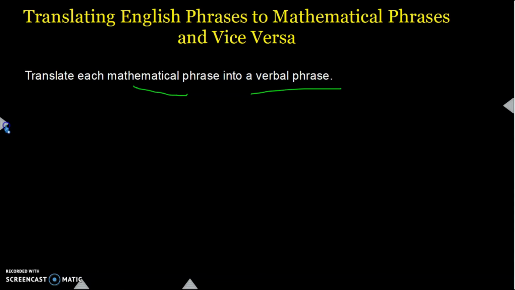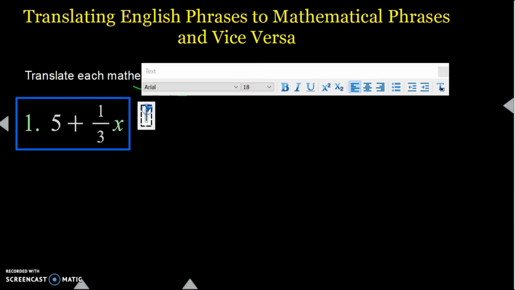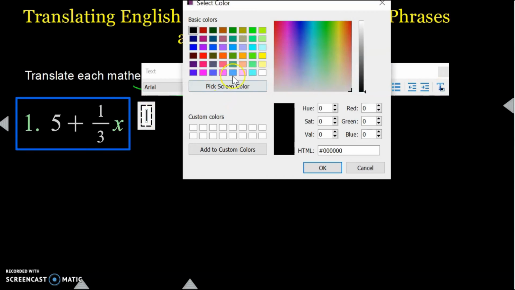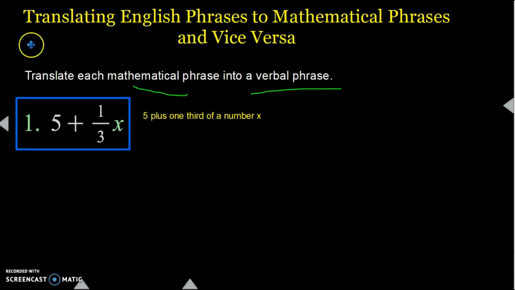Okay? So, let's start. So, you're given 5 plus 1/3 x as how we read this. Ang pinakamadaling paraan ng pag-translate ay kung paano mo siya basahin. So, we read it as 5 plus 1/3 x. So, paano natin siya itatranslate? I'll use other color. Let's say yellow. So, you just read it as 5 plus 1/3 x means 1/3 of a number. 1/3 of a number x. So, that's one possible translation.